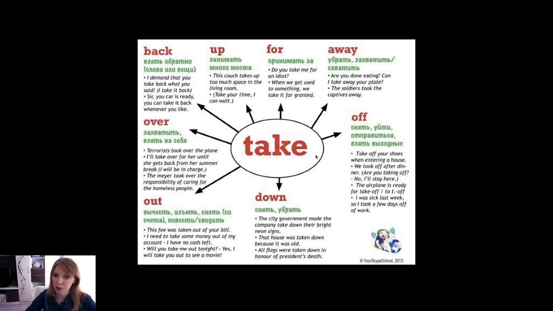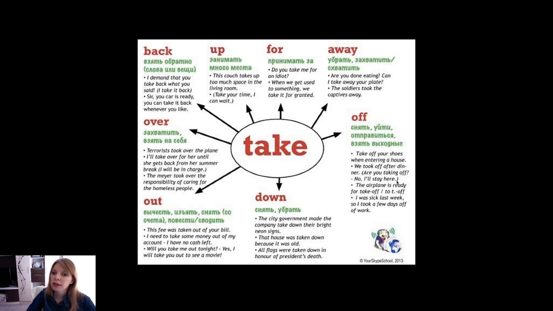Take off – снять, уйти, отправиться, взять выходной. Take off your shoes when entering the house. Снимайте свою обувь, когда входите в дом. Ну, такое практически дословное значение. We took off after dinner. Are you taking off? No, I'll stay here. Ну, вот, наверное, в русском языке мы бы сказали, мы отчалили, мы ушли после обеда. Ты уходишь? Нет, я еще останусь.